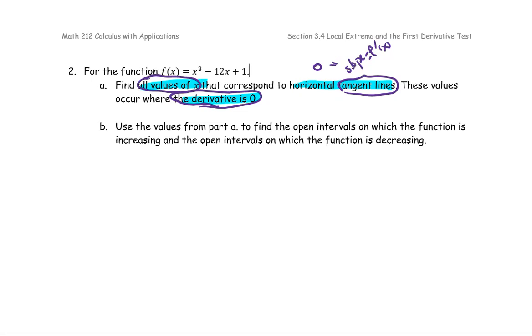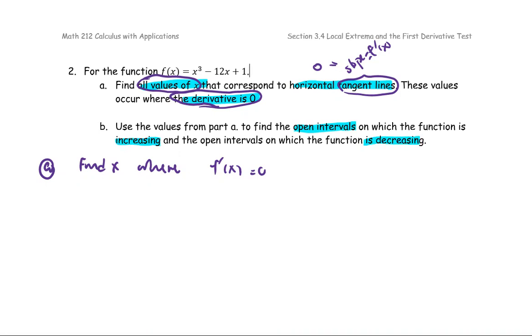I'm going to put a note here for part A. We're going to find x where f prime of x equals 0. And then for part B, we're going to use the values from part A to find the open intervals on which the function is increasing and on which the function is decreasing.